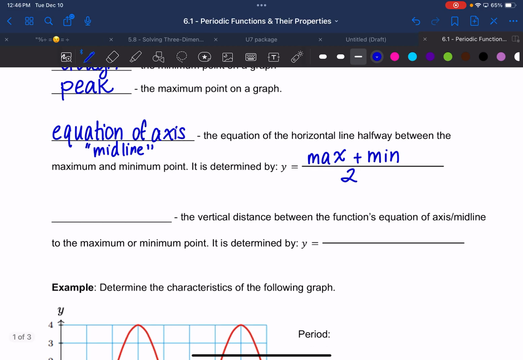Coolio. And then last but not least is your amplitude. Amplitude is basically telling you the distance between the function's equation of axis, or its midline, to either the max or the min point. So what's the distance between those? That is similar to the equation of axis, but you're going to subtract and do max minus min over 2. And that's how you can determine it.